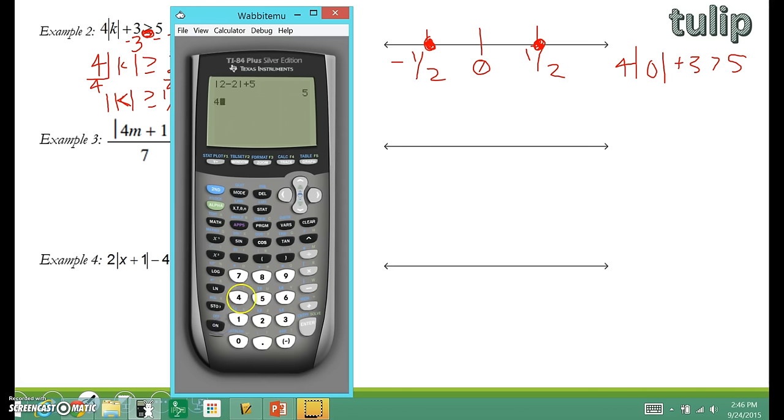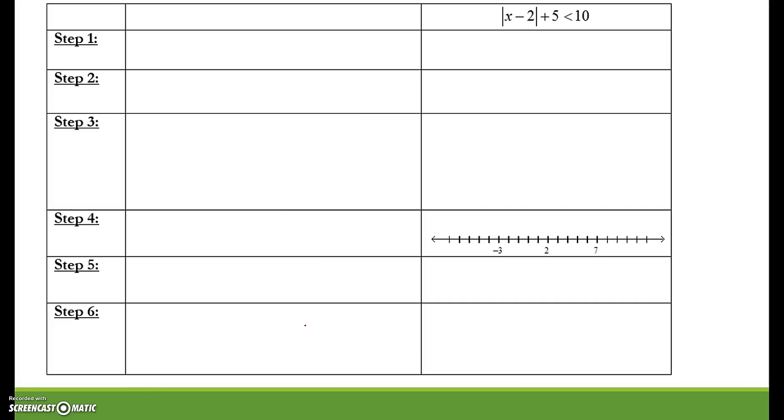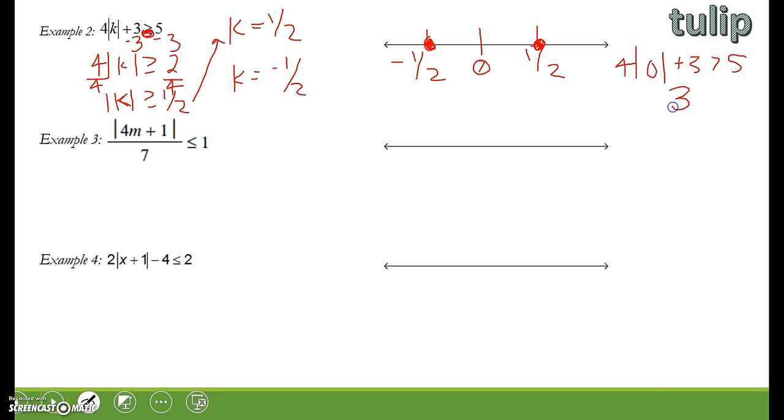And I type in 4, and the absolute value symbols, 0, plus 3 on the outside. Remember, we're not trying to get the number. We're not trying to get 5. What I got was 3. And I asked myself, is that a true statement? Is 3 greater than 5? It is not. So since it's not greater than 5, I'm not going to shade over the 0. I'm going to shade everything except for the 0.